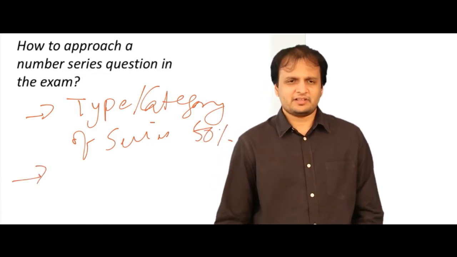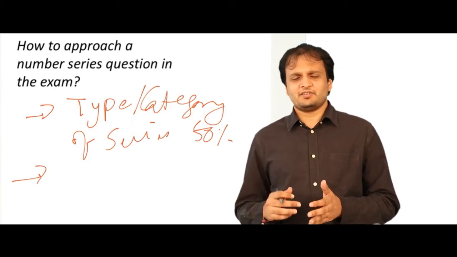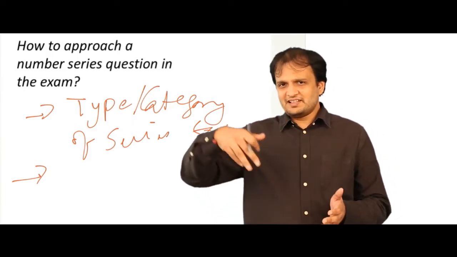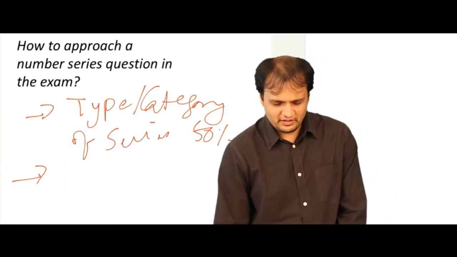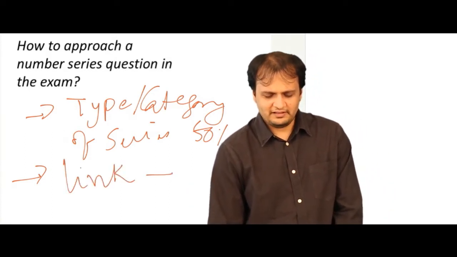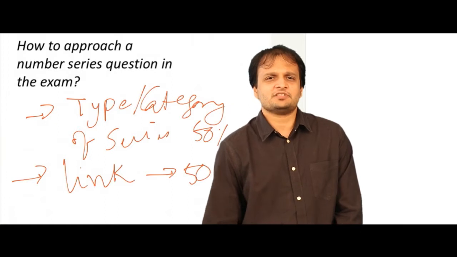And then once you figure out, okay, this is addition, or this is multiplication, or this is division, then you have to find what is the link, whether it is multiply by 3 or multiply by 4 or multiply by 5. So then you have to find the link. If you find the link, then the next 50% of your job is done.